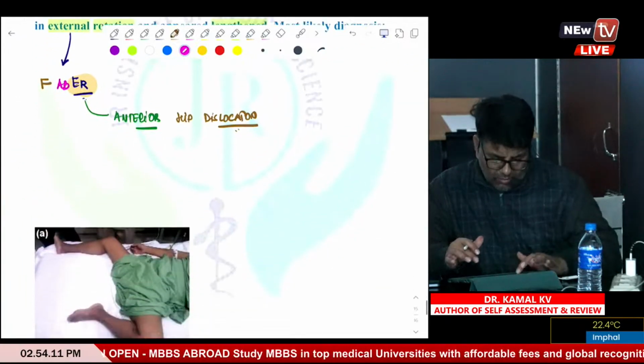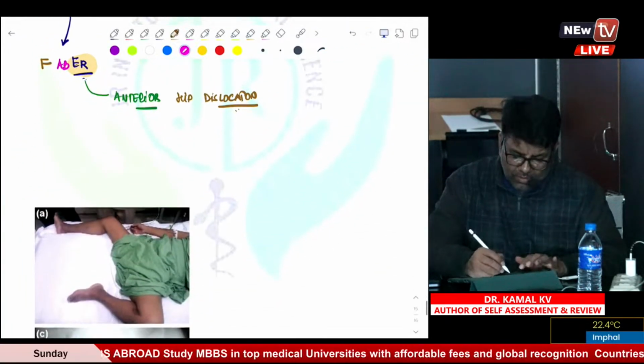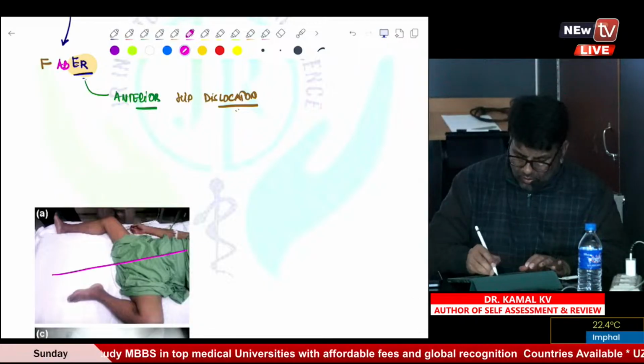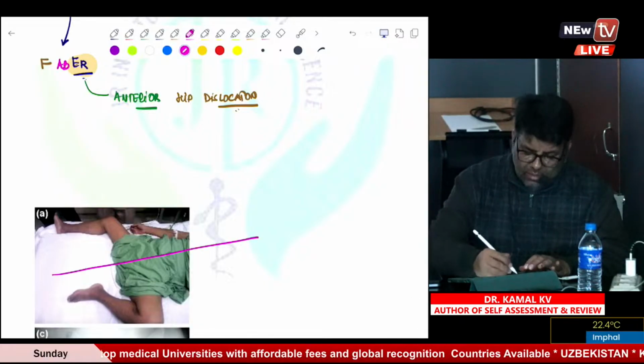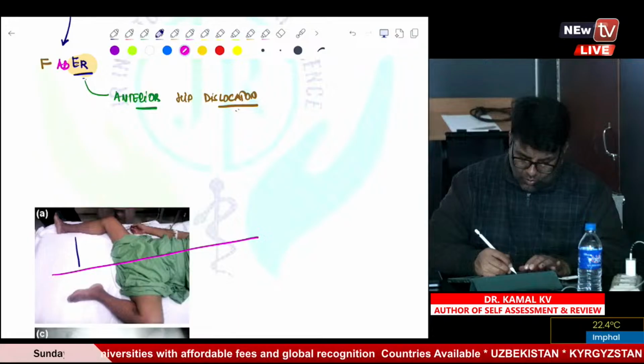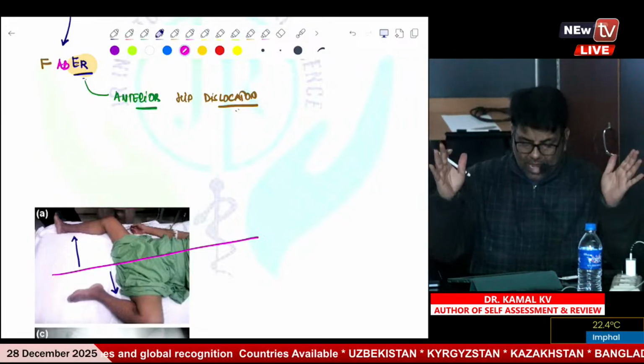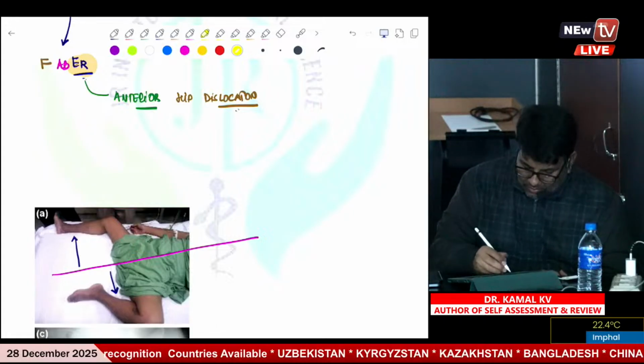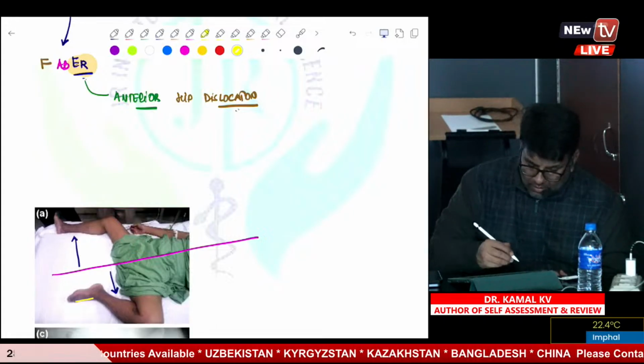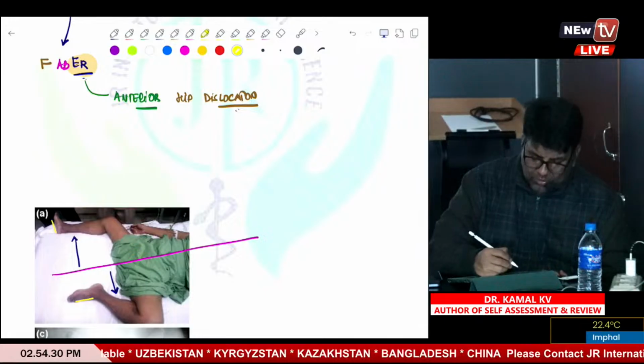So today I'll take only this much. Okay, fine. This is one good image. So what we do, we draw a line from the middle and see this limb is so far, this limb is also far. So both are abducted. And look at the lateral border of the foot. The lateral border is almost touching the couch.